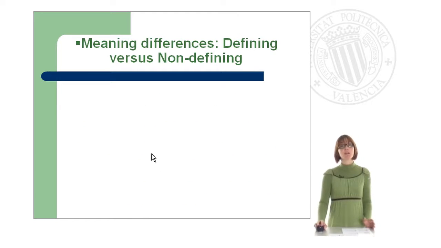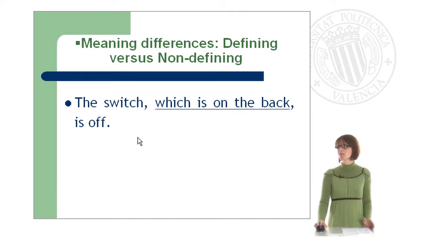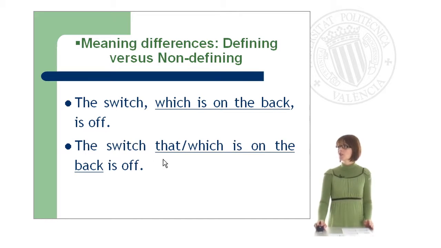Okay, now let's have a look at the meaning differences between defining and non-defining relative clauses. Let's have a look at the two following sentences. The switch, which is on the back, is off. The switch that is on the back is off. So what do you think are the meaning differences between defining versus non-defining relative clauses? Well, let's have a look.